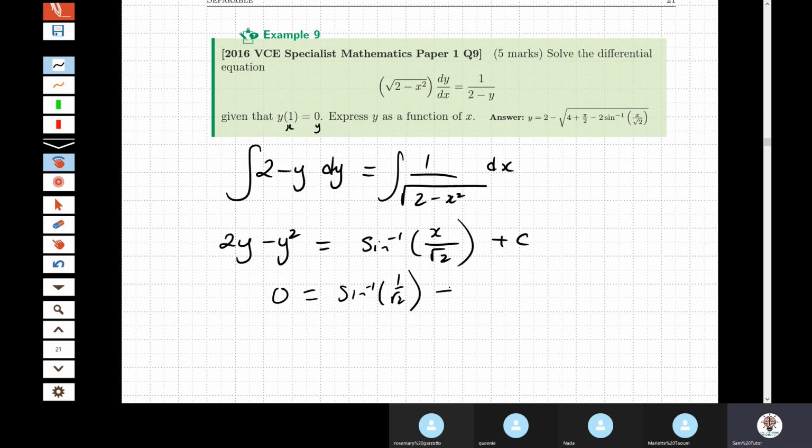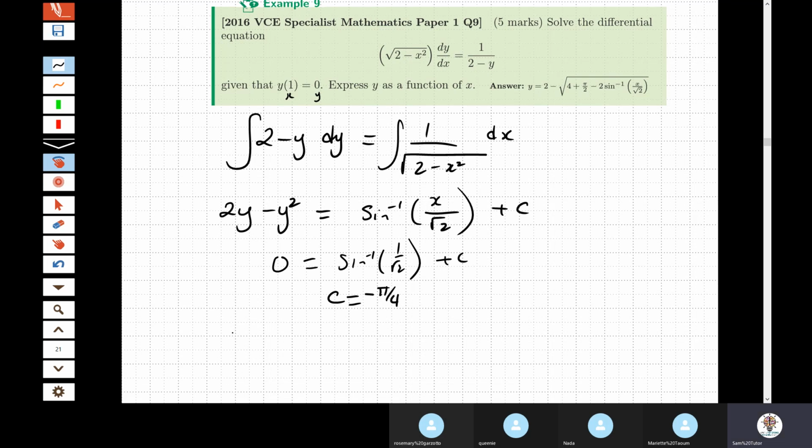Just check it for me. Inverse sine of 1 on root 2 should give you pi on 4, 45 degrees. So that's pi over 4. So c is equal to negative pi over 4, right? Because we'll bring it over to the other side. All right, so we've got now 2y minus y squared equals inverse sine of x over root 2 minus pi over 4.